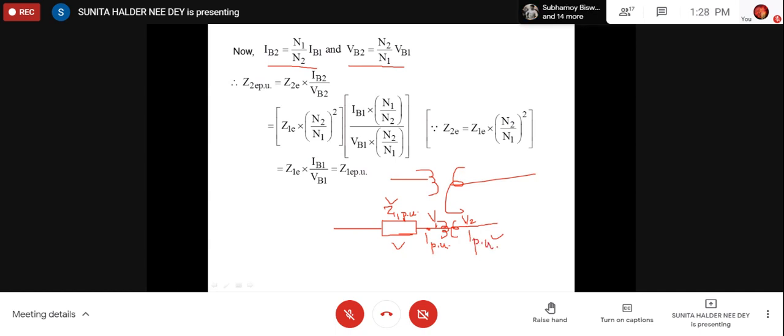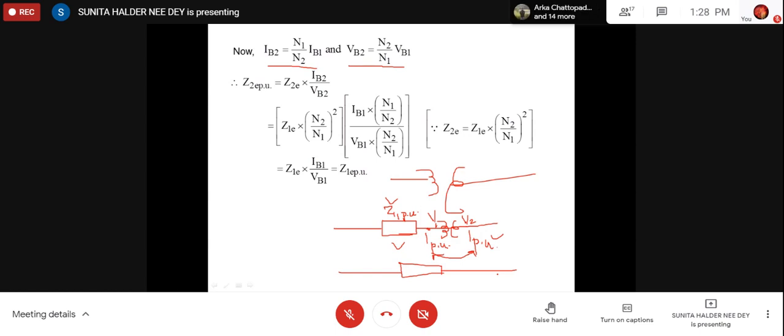So if we are drawing the actual circuit in terms of per unit system, then we have no need to bother about the ideal transformer. We just draw the impedance in per unit and that is sufficient, because in per unit both are 1 per unit, so we can short them very easily.